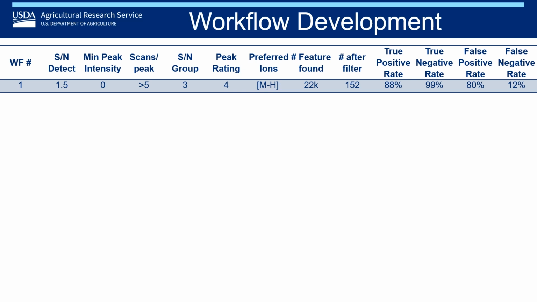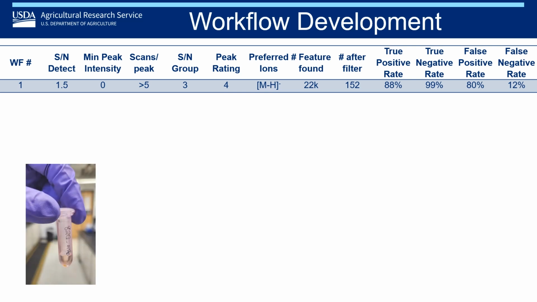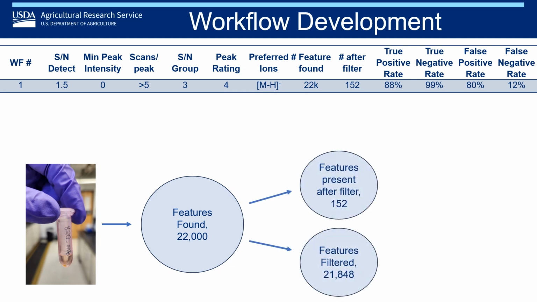We ended up finding around 22,000 features after the workflow was run. We were then able to filter this and remove around 99% of those features to get it down to 152. However, if you'll remember, we only spiked in 34 PFAS, so we then had to manually go through all 152, and we were able to find 30 of the 34 that we spiked in.